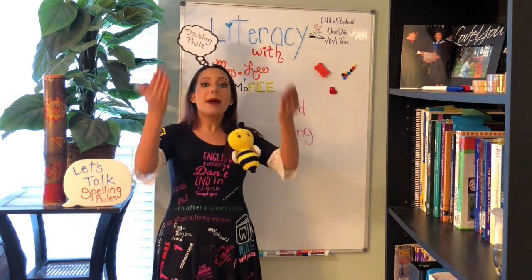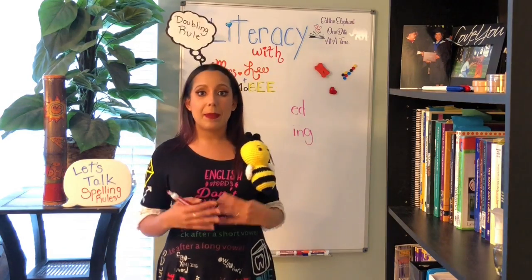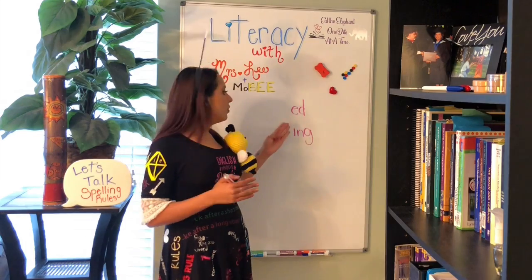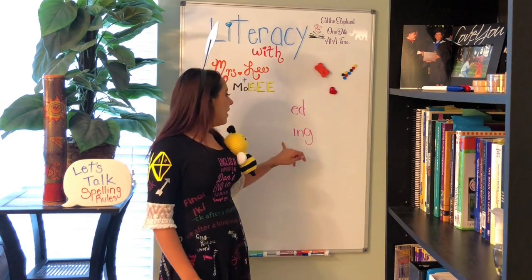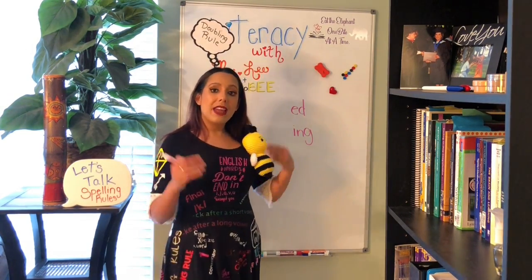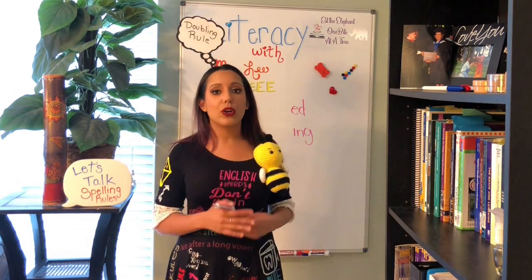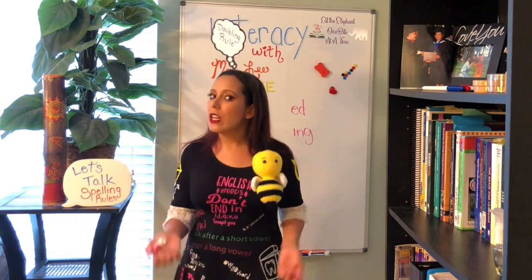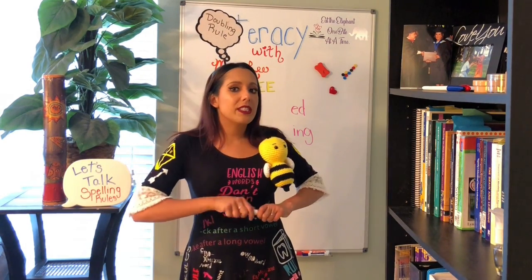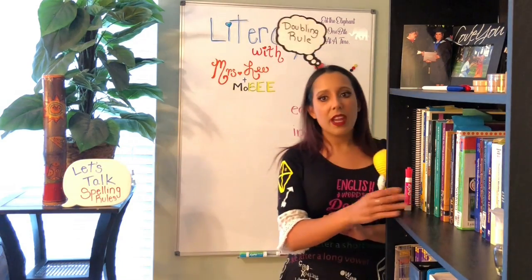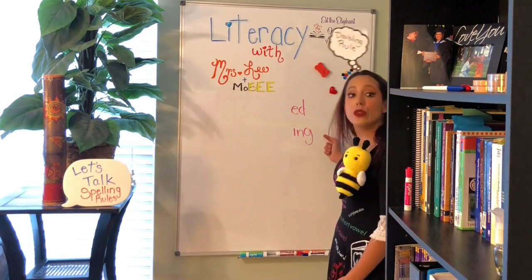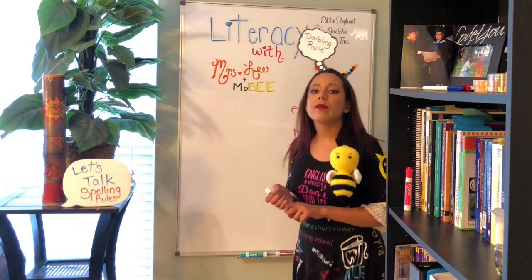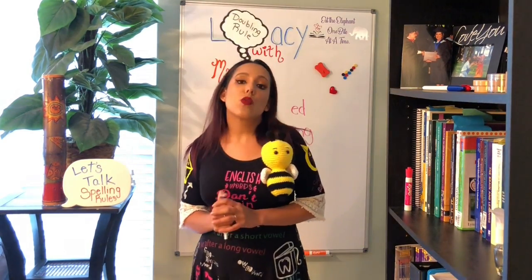Ed means past tense. That means it's already happened. So when you see that at the end of a base word, it tells you it's already happened. And ing, when you see that at the end of a base word, it's an action word. Or in other words, it's a verb. So it's something that you are doing. So we're going to take a word and add these two suffixes to make a new word. My word is rest.